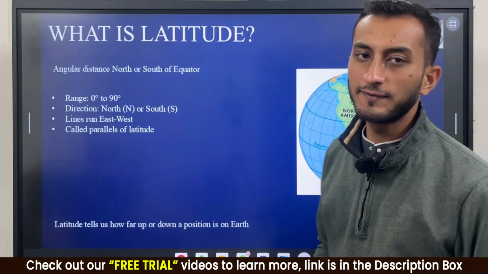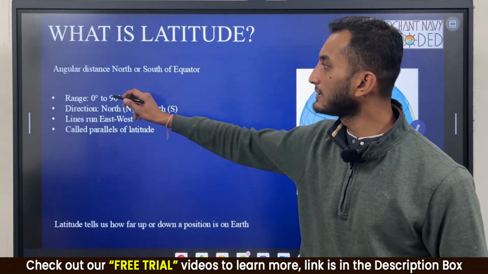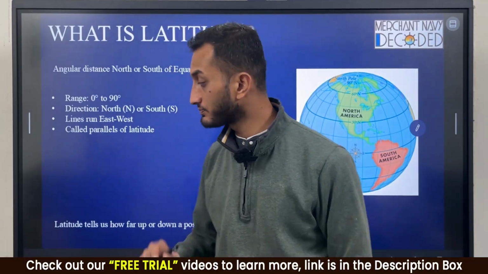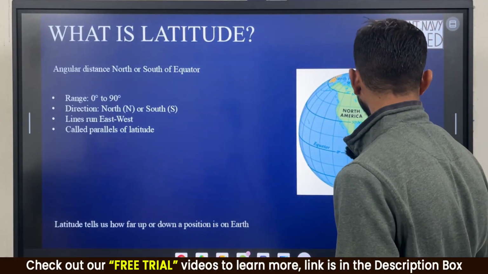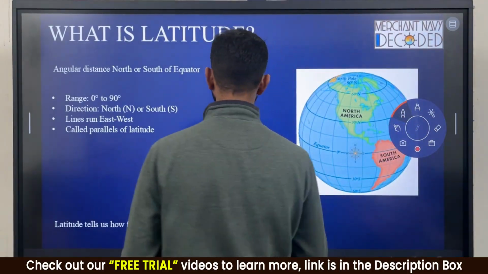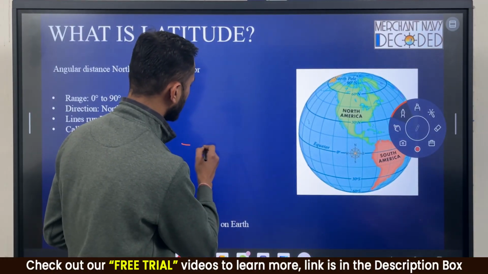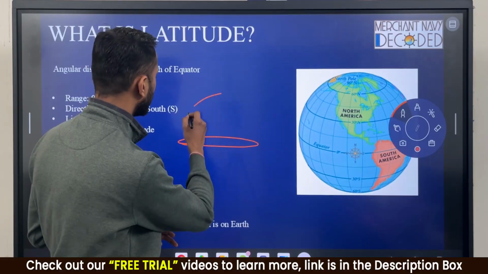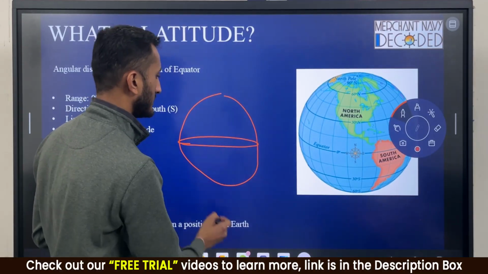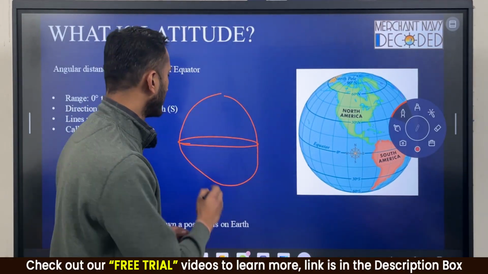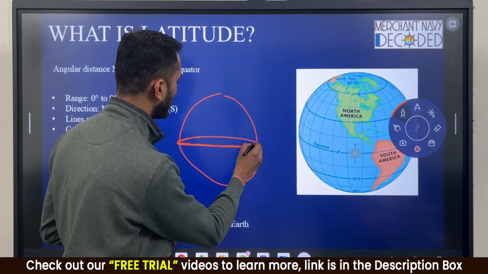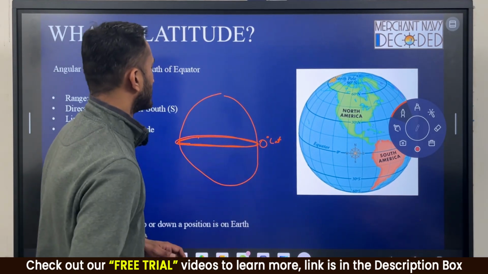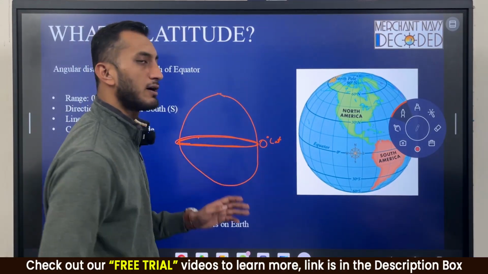So now we'll start off with what is latitude. Latitude is actually the angular distance north or south of the equator. This is a very basic definition. Let this be the equator. Okay, this is Earth's globe. I know the diagram is very bad, but let this be the plane of the equator. This is 0 degree latitude.